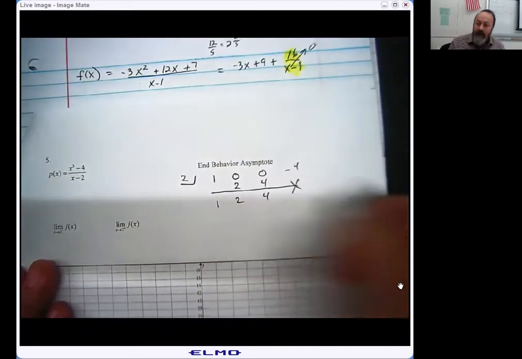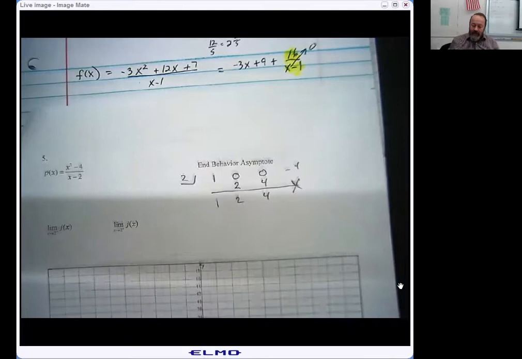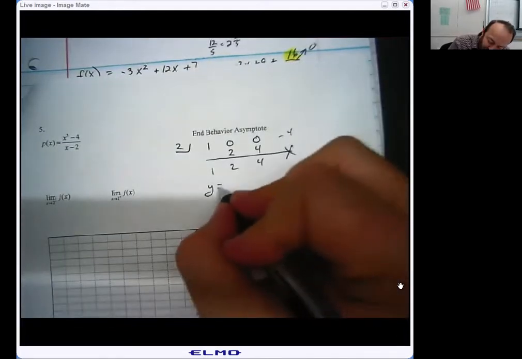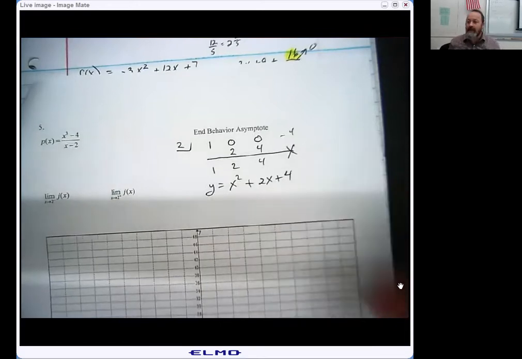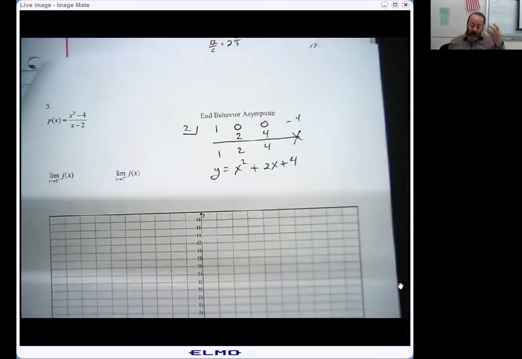And remember, I'm not going to even bother with this. Now, this means that my end behavior asymptote is this one. And I do know that some of us are really, really good at graphing these things.